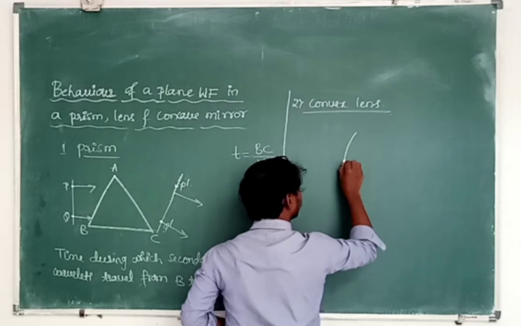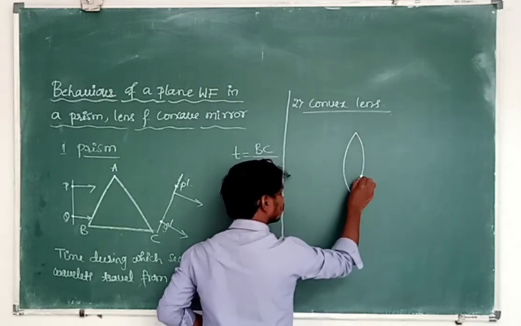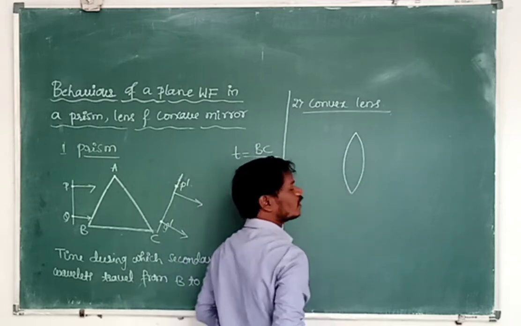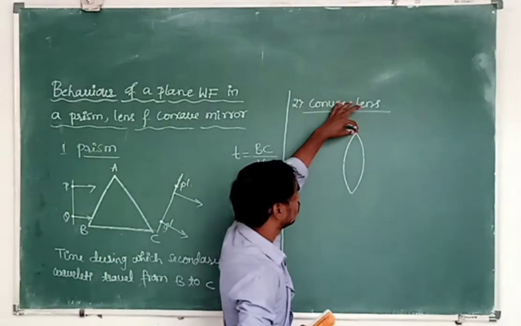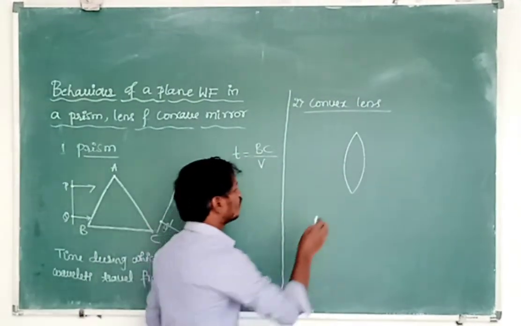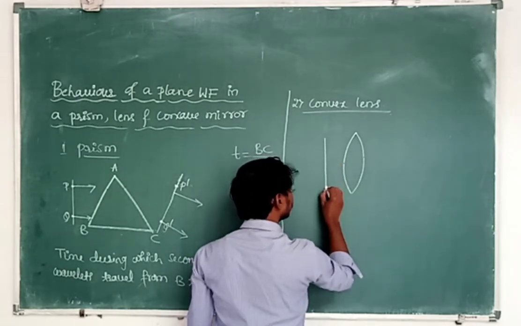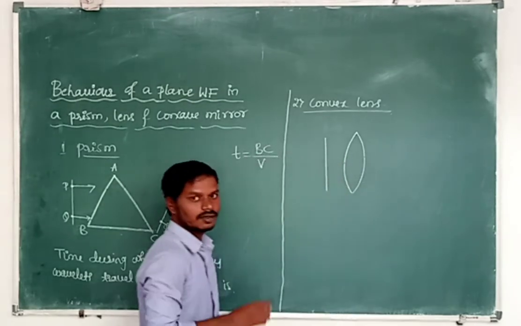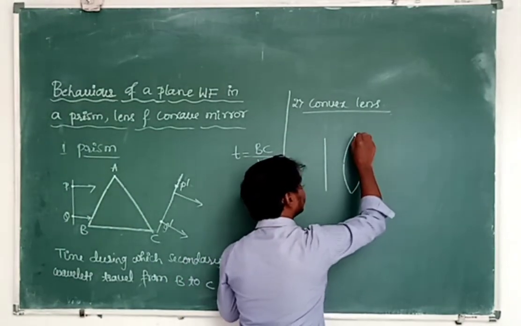So already you know, what is the shape of the convex lens? It is thick at the middle and thin at the edges. Thicker at the middle and thin at the edges is called a convex lens. When a plane wavefront is incident on the convex lens, what is the shape of the refracted wavefront?